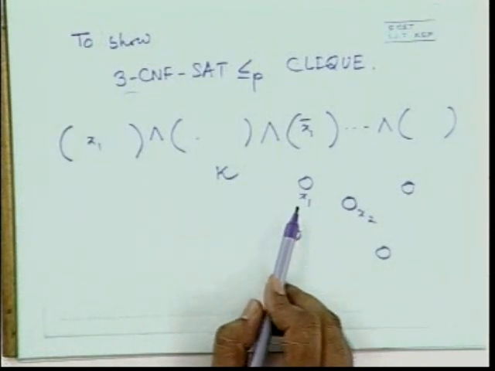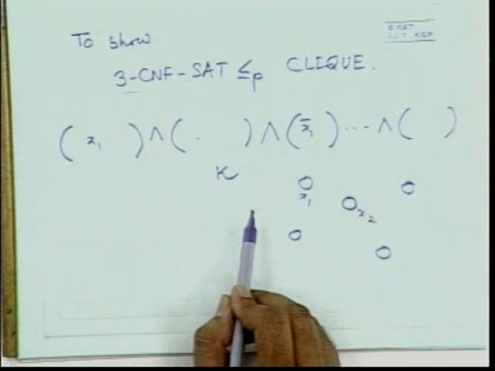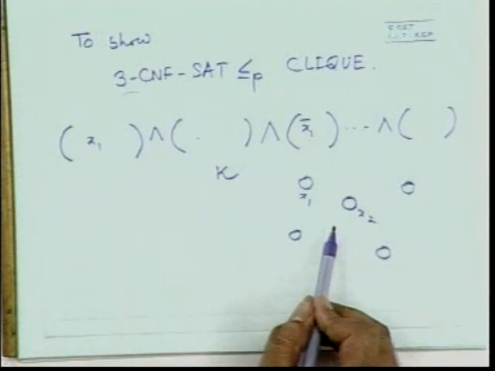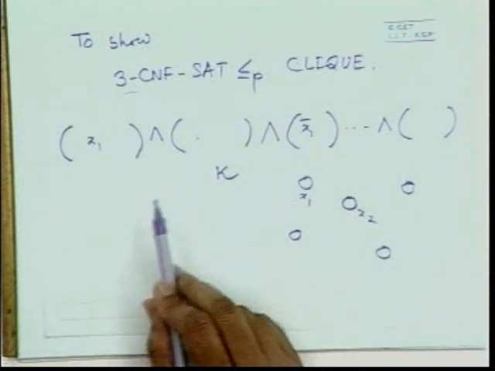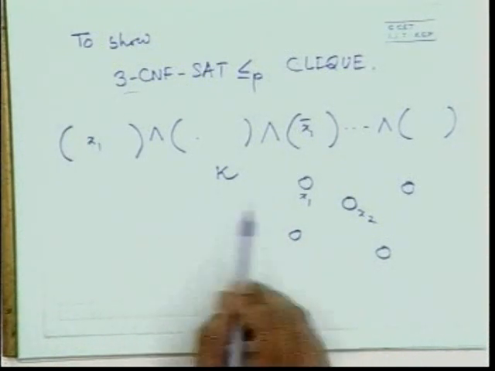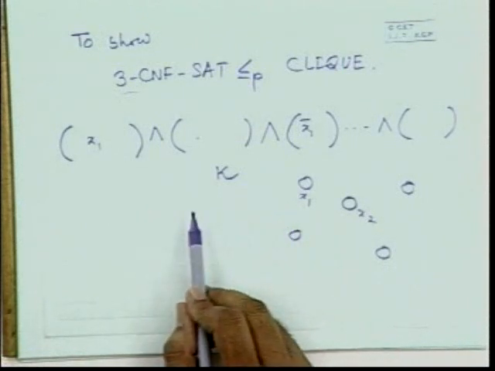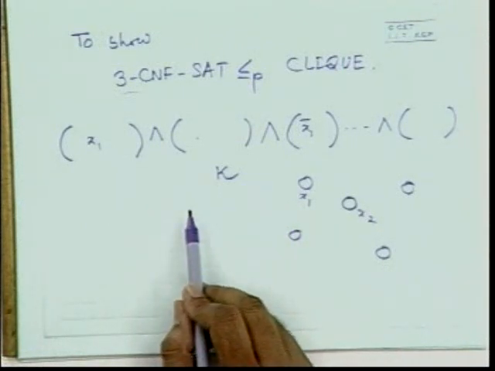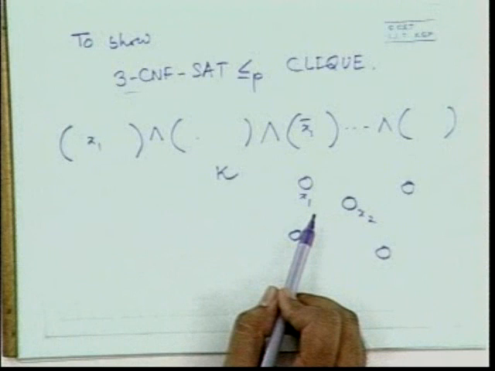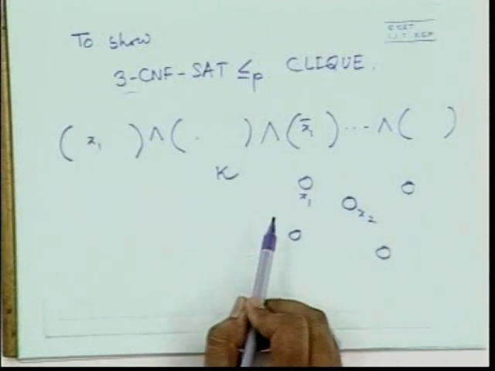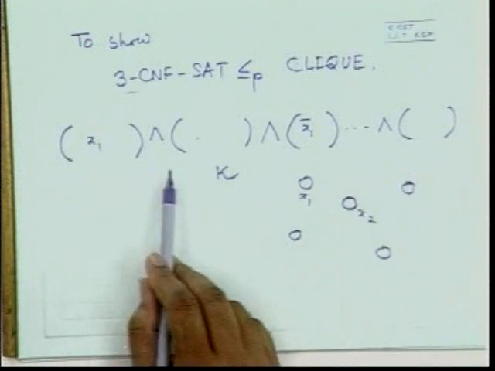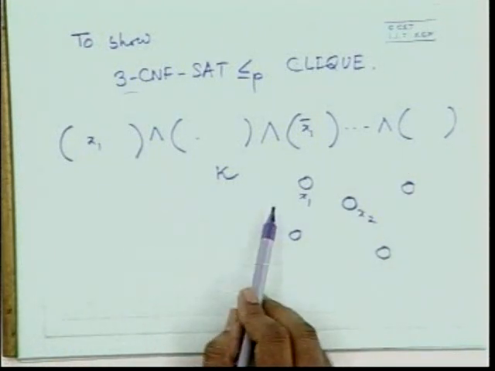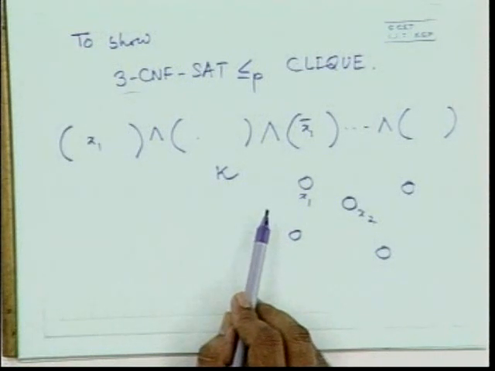You just put another node. For each literal there is a node. If they appear in different clauses, that is fine. Okay, so that's the graph we are going to form. Now this is the transformation, and this transformation can be computed in polynomial time, definitely.